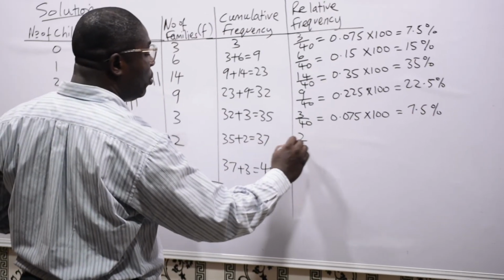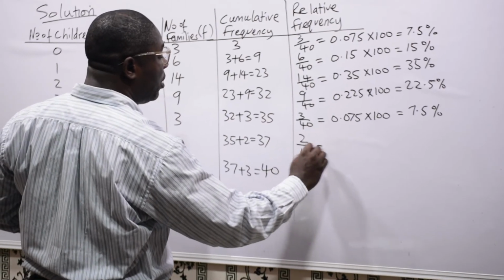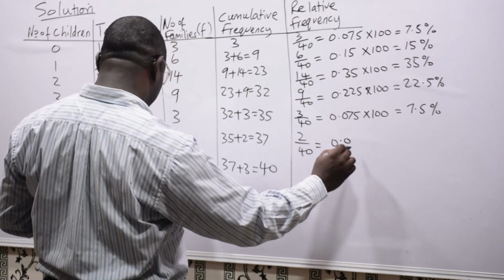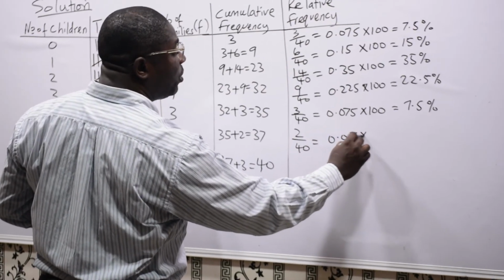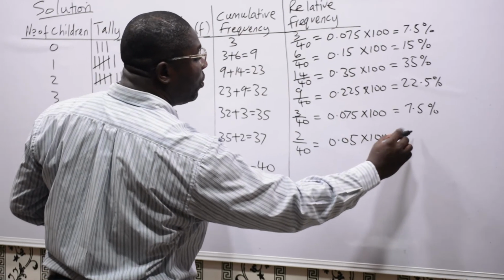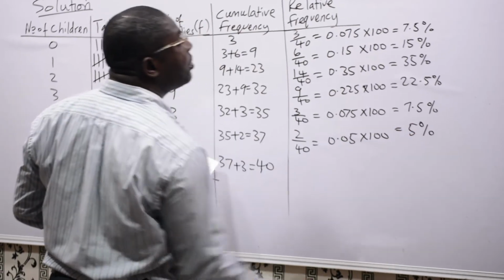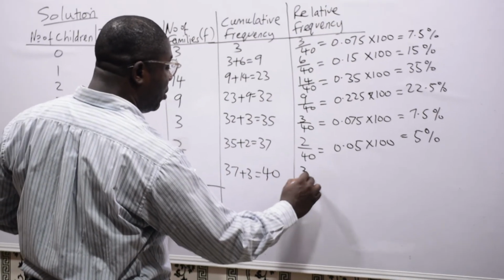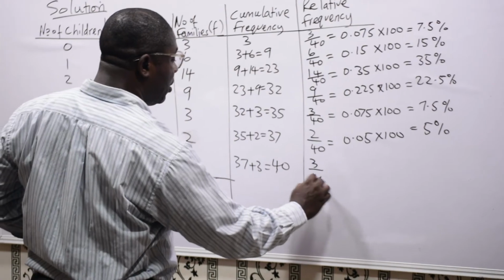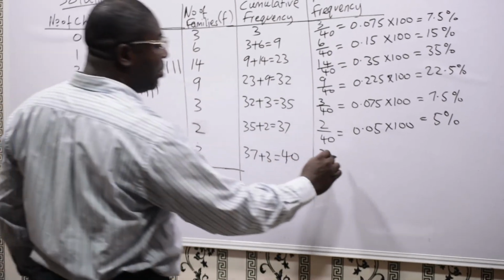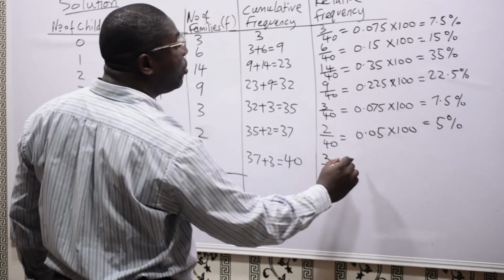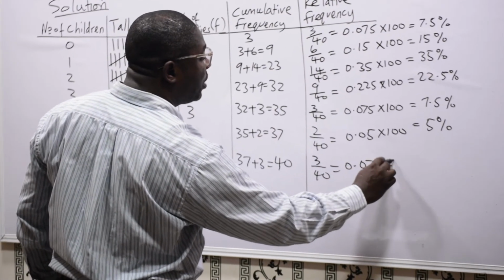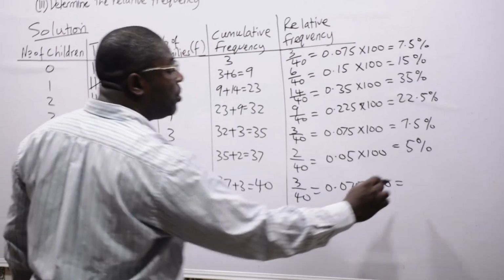So we have 2 divided by 40. This will give us 0.05, and we multiply by 100. This will give us 5%. The last but not the least is 3 divided by 40. We already have 3 here, so we have 0.075 times 100. This will give us 7.5%.